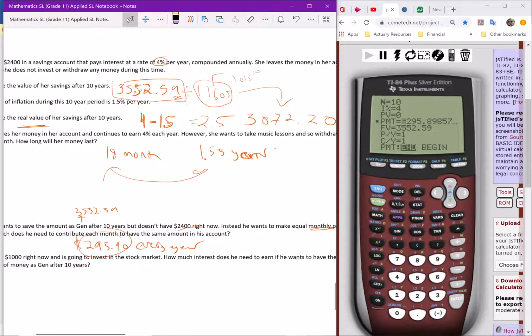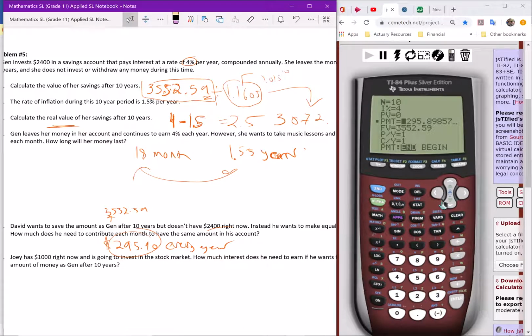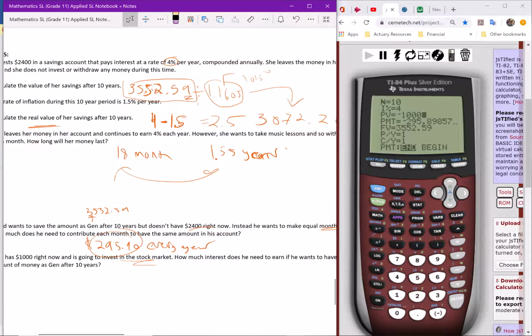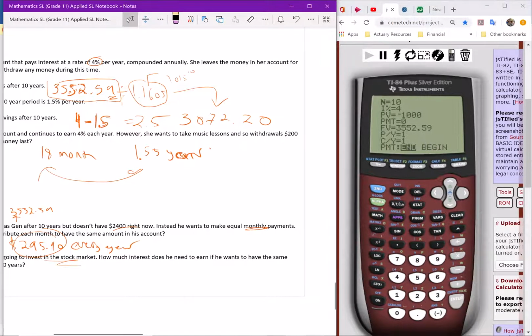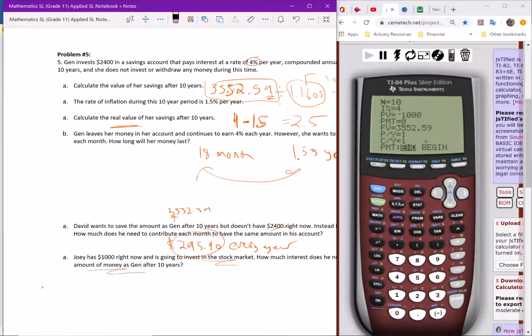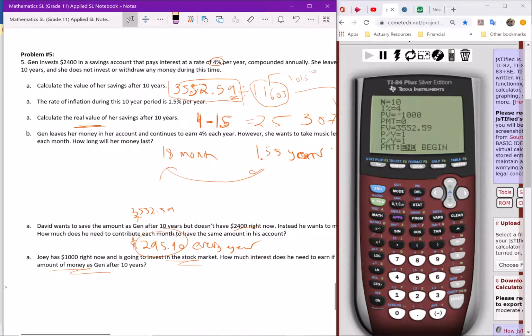Next one is Joey has $1,000 right now, so let's just go up and do this. Right now, Joey has 1,000, so we're going to put this as negative 1,000 because he's going to put this in there. He wants to invest in the stock market. So he's not going to make any payments. He's just going to leave it in there, so I'm going to make the payment 0. He wants his future value to be the same as the amount of Jenny after 10 years. We're just trying to figure out how much interest he needs to earn in the stock market.